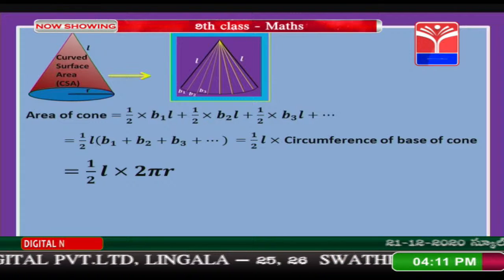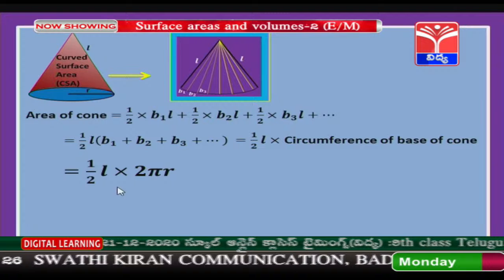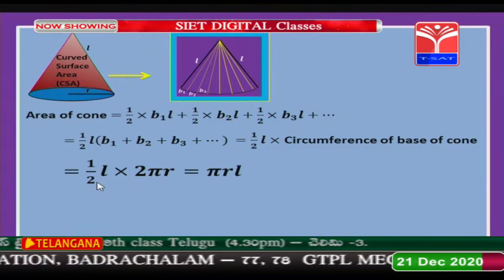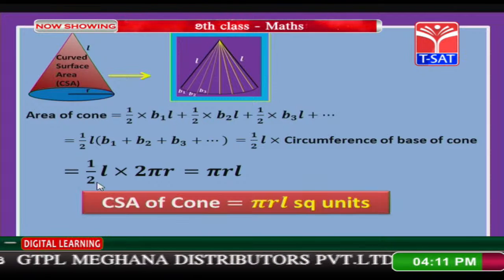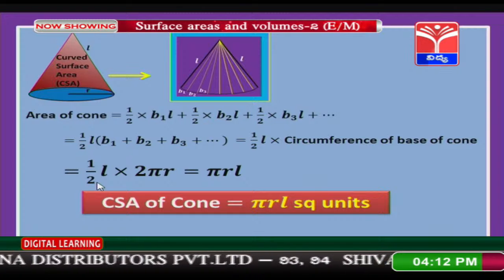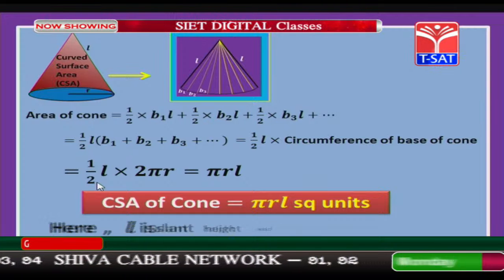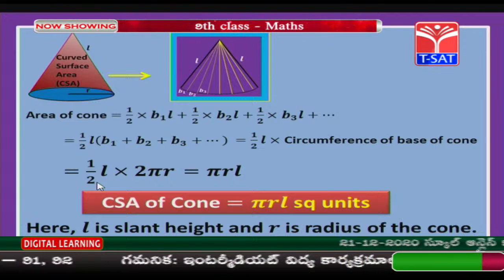So, we get half L into 2 pi r, and here the 2 in the numerator and denominator get cancelled, and what do you get, children? Yes, pi into r into L. This is the formula to find the curved surface area of a cone, which is given by pi r L square units, where L is the slant height and r is the radius of the cone.